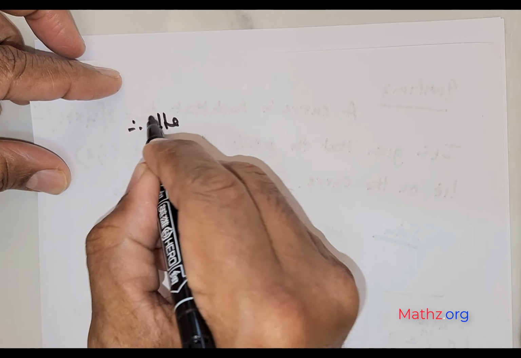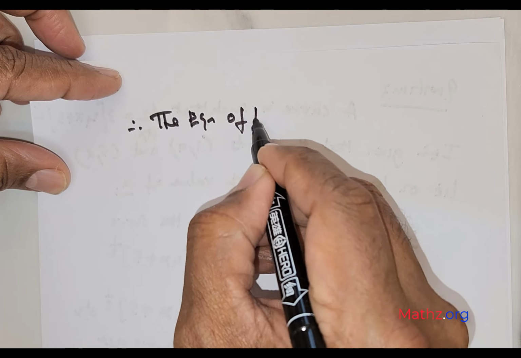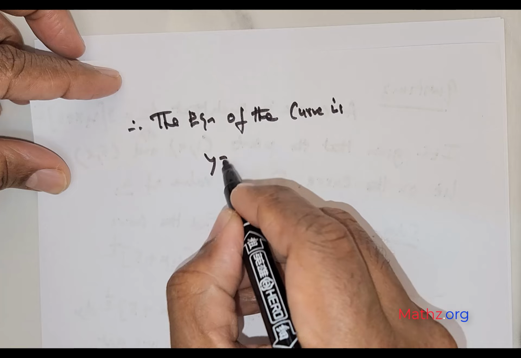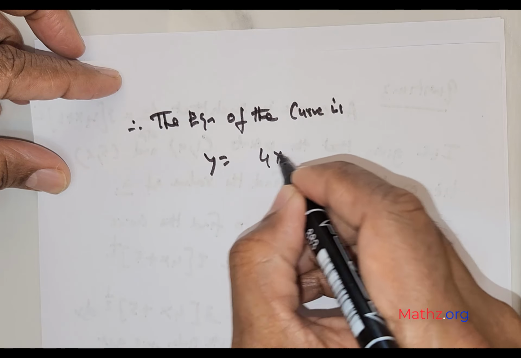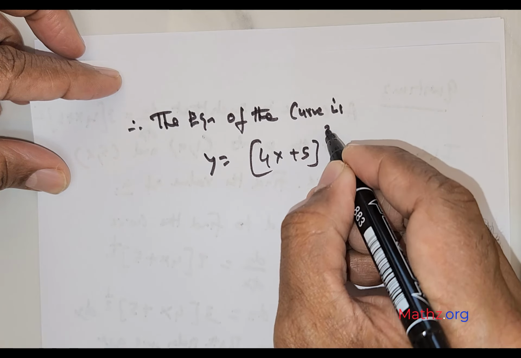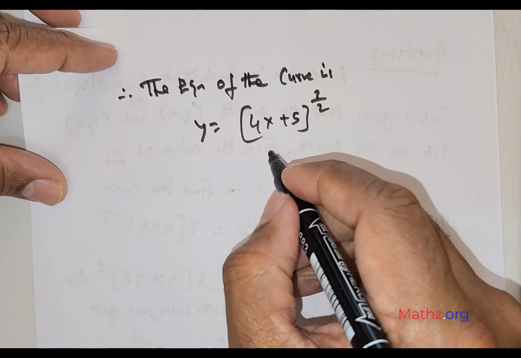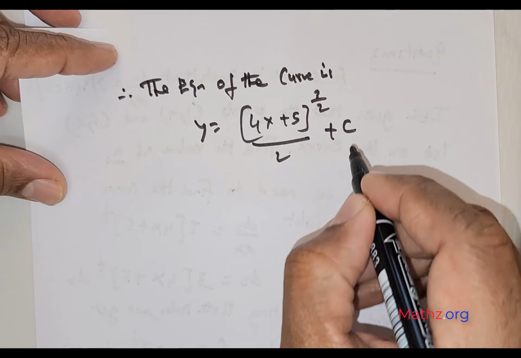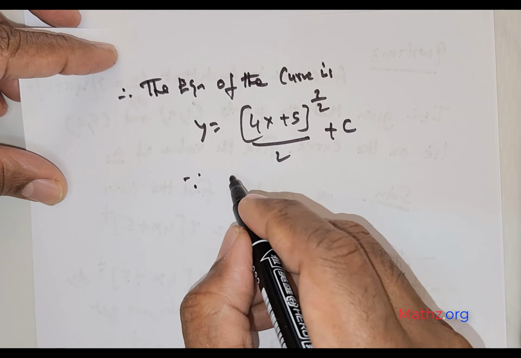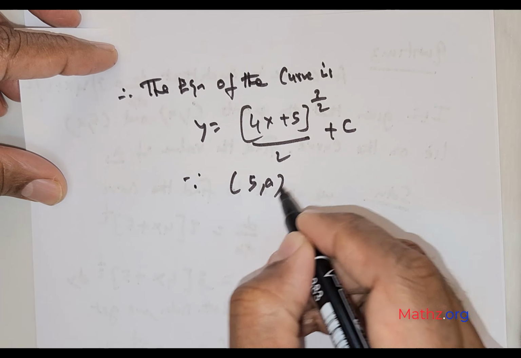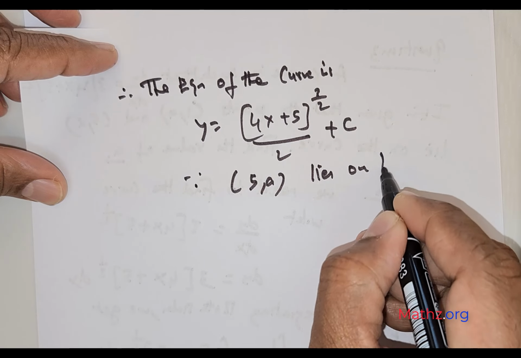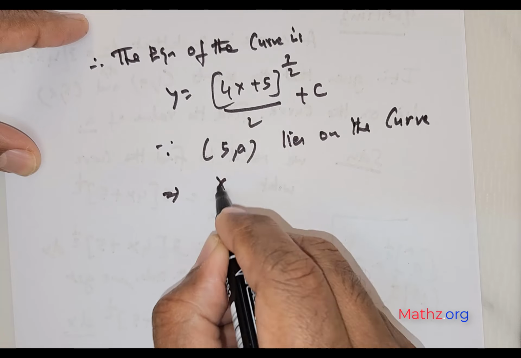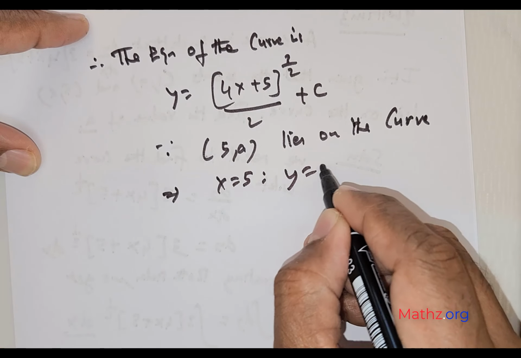So therefore the equation of the curve is what? y is equal to 4x plus 5 raised to the power of 3 over 2, and then you have a 2 there in the denominator, plus c. Now we are given (5, a) lies on the curve. So what is the meaning of this? This means x is equal to 5, y is equal to a.